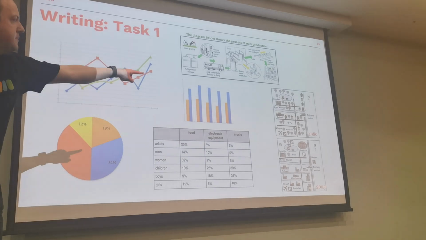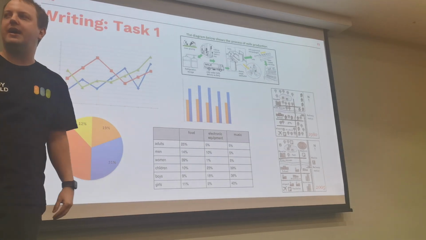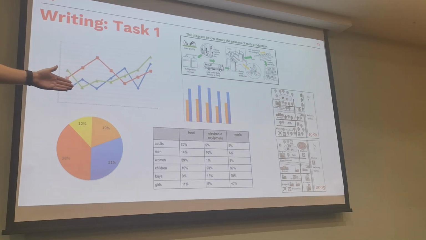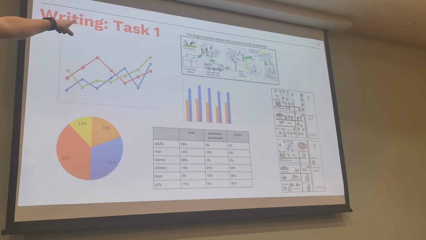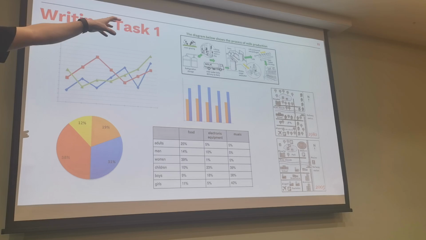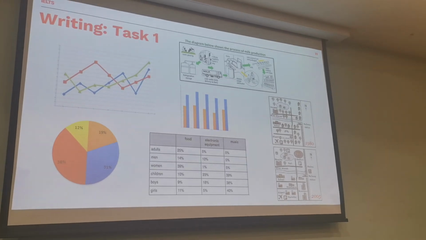They might give you two maps. So here's one in 1980 and one in 2005, and you need to detail the changes that have been made using different language. Or here is how milk is processed and then sold in shops, and you need to detail that step by step.